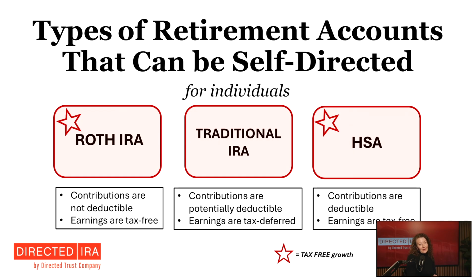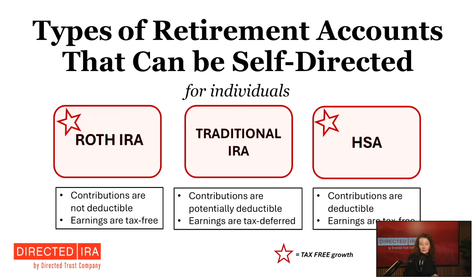Next up, you've got your traditional IRA. The traditional IRA is the most common account type we open up here on a daily basis. Contributions to a traditional IRA are potentially deductible. We say potentially because it doesn't happen every single time. There are some watch outs there, and we can walk you through when you would or would not be able to deduct the contributions to your traditional IRA.